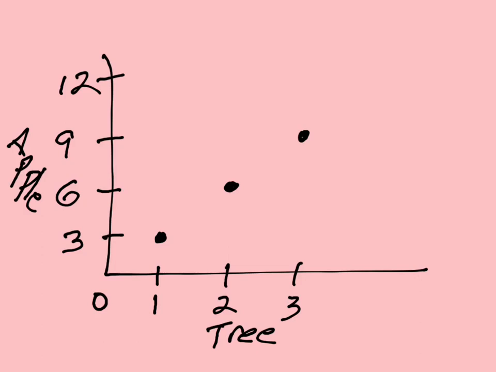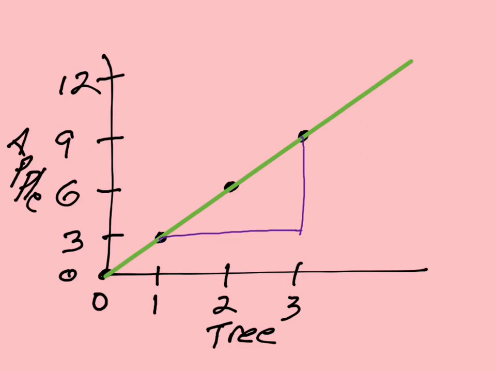And if I graph this, if I had 0 trees, I would have 0 apples. If I graph this, I get this nice line. And that line could have a slope triangle. And this slope triangle has a run of 2. And this goes from 9 to 3, so that's a height of 6. And so that slope triangle tells us that we've got a slope of 3.